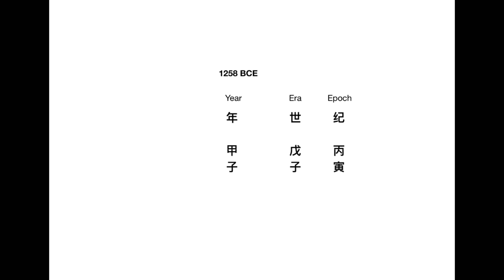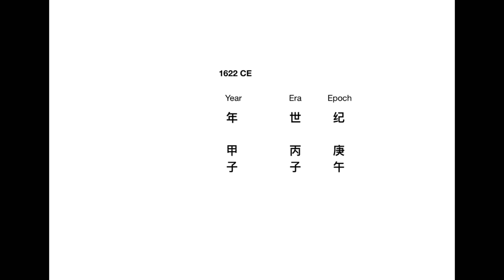720 years later, we found ourselves in an era of Wu Zi and an epoch of Bing Yin. 538 BCE saw the arrival of Geng Zi and Ding Mao. 720 years later, in 182 CE, we were in the era of Ren Zi and Wu Chen. In 902 CE, we were in the era of Jia Zi and Ji Si. In 1622 CE, we were in the era of Bing Zi and the epoch of Geng Wu.